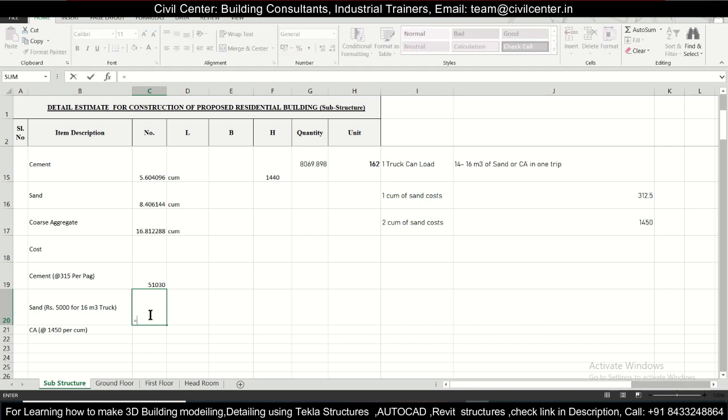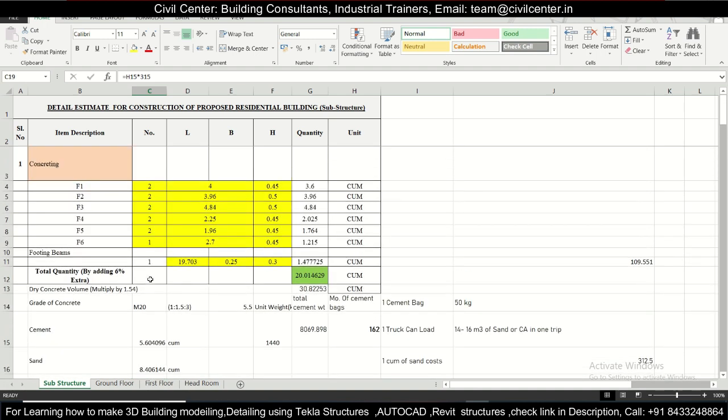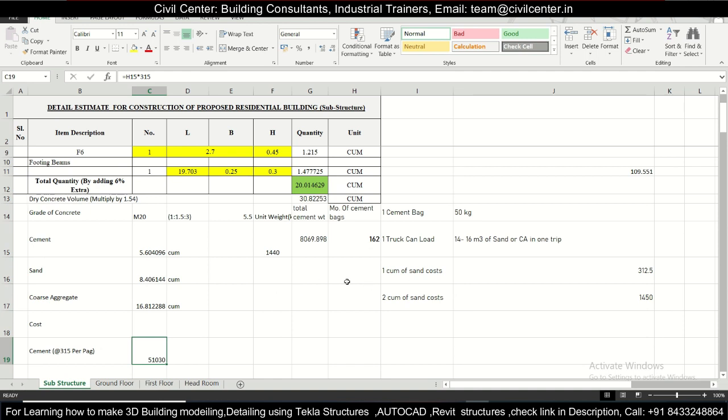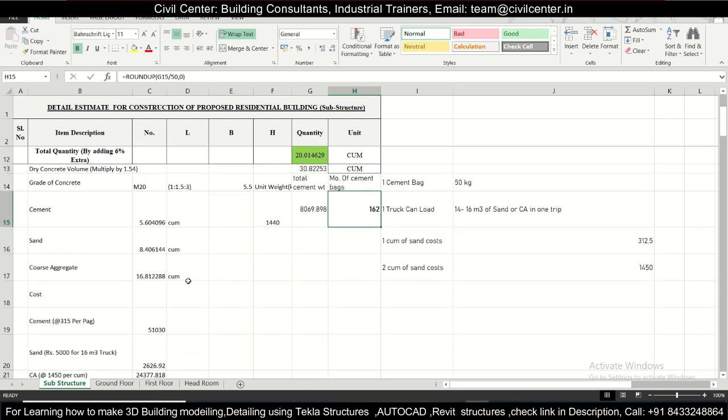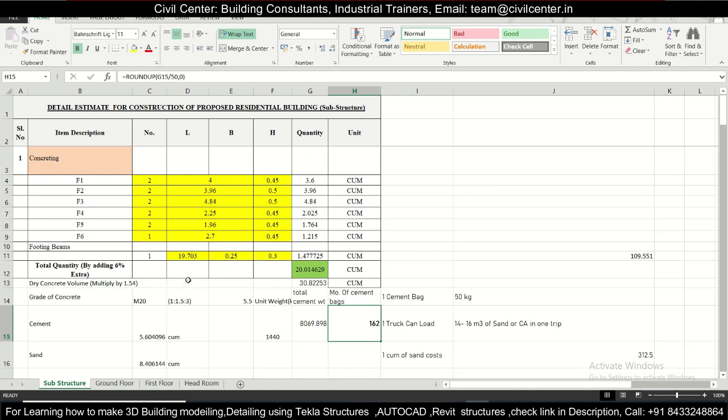And for the sand, this will be the cubic meters of sand here, multiplied by the cost of 1 cubic meter of sand. This will be around 2,600 rupees, and this is the quantity of aggregate here. If you multiply it by the cost here, it will be around 24,000. So this is the cost of the materials which will be used in this project. Now we can procure this many bags of cement and this amount of sand and coarse aggregate for this particular project, so that this project goes smoothly.